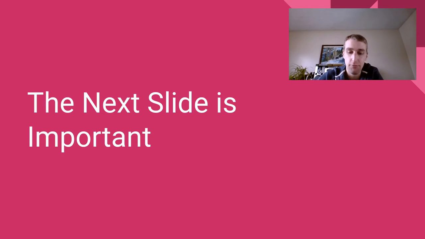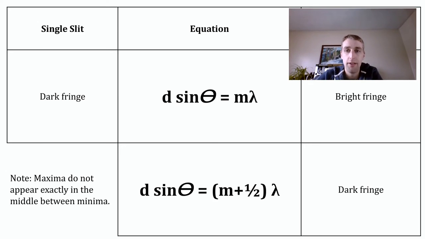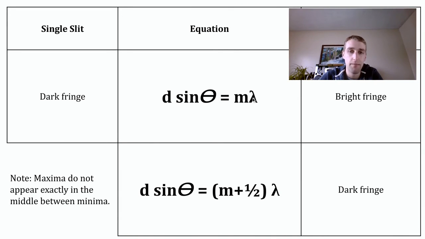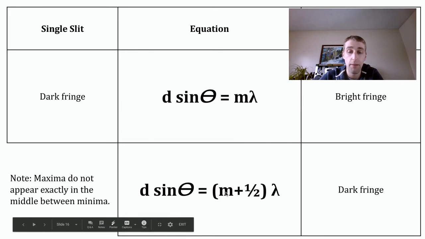Next slide, really important. This puts all of the stuff you need to know about the equations into one place. So here's the equation as written on the equation sheet: d sine theta equals m lambda. This is the only version that's given. So this second version, where you switch out the m for m plus a half, is not given on the equation sheet. You just need to remember to make this yourself.